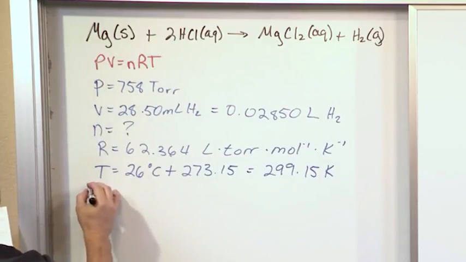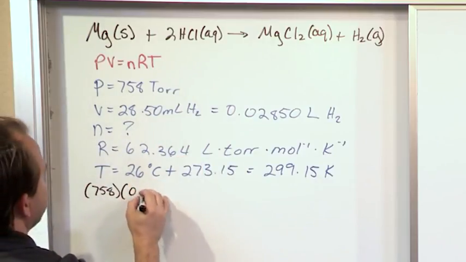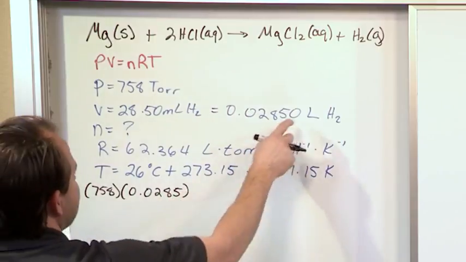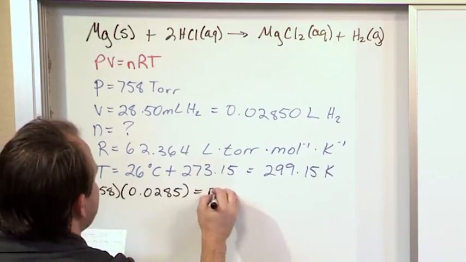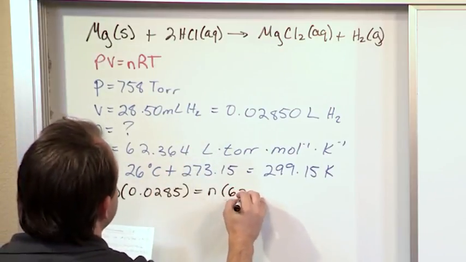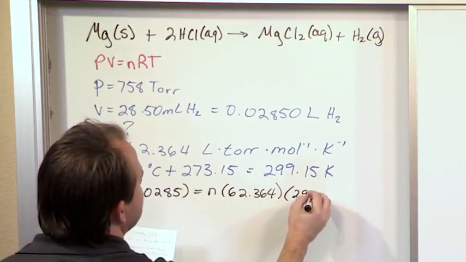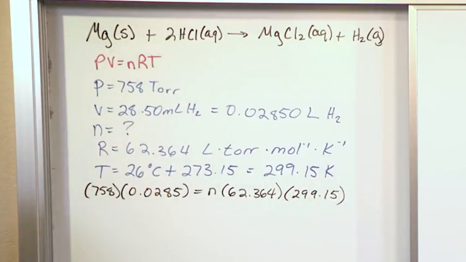So P is 758 torr. The volume is 0.0285. We'll just drop that last zero off there. So 0.0285. The number of moles is what I care about. And then R is 62.364, nRT, and T is 299.15, just like that.